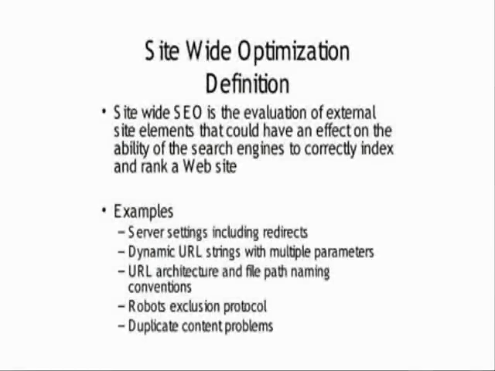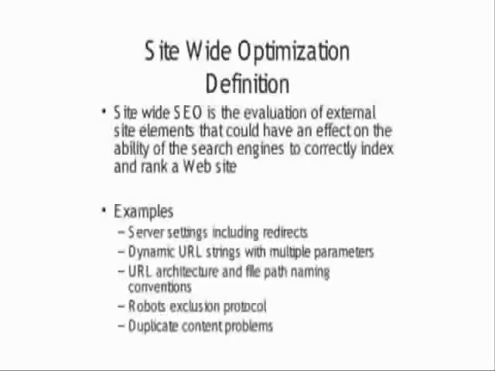Right? And we're really talking about the various technical things that get in the way of search engines understanding what your site's about, where all your content lives, etc. So site-wide, we typically look at redirects, whether something's a 301 or a 302, dynamic URL structure, what are the various parameters that you have in your URL structure, and is that affecting the ability of search engines to index your site? Again, URL architecture, file path naming conventions, duplicate content, obviously we talked about, and robots.txt. We'll get into that as well.